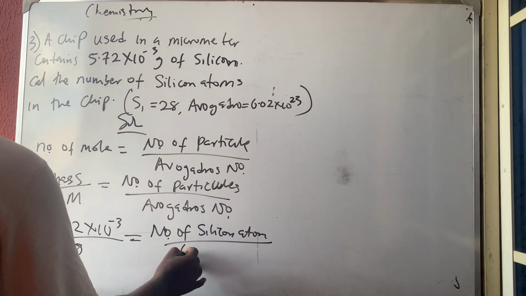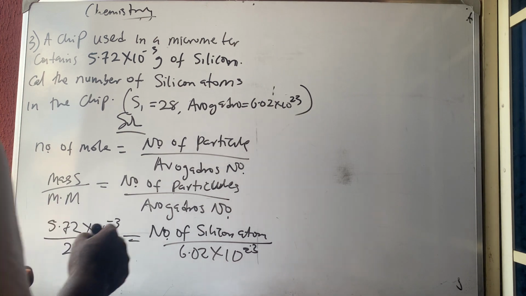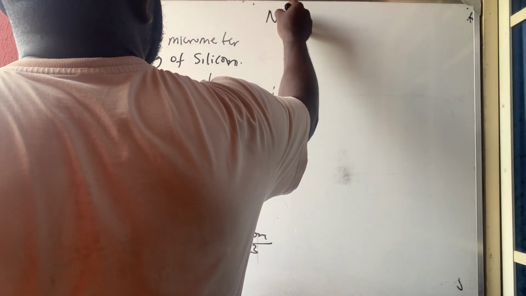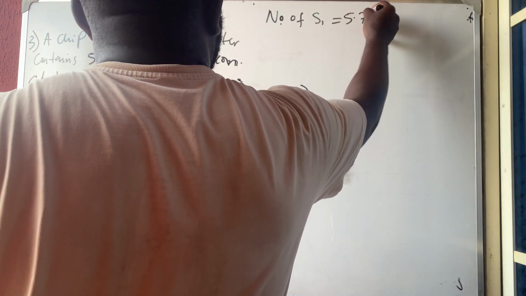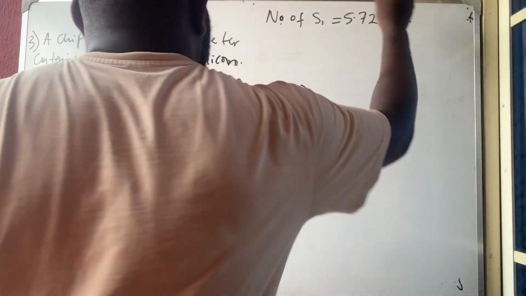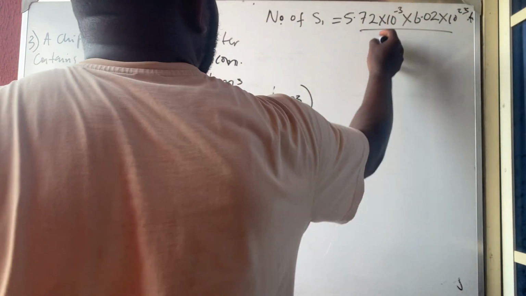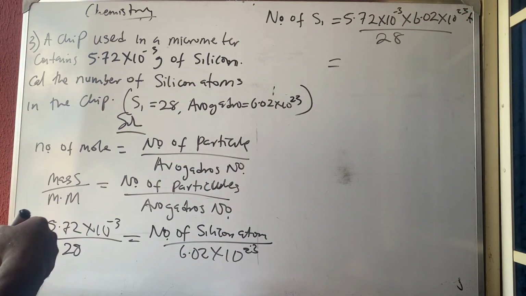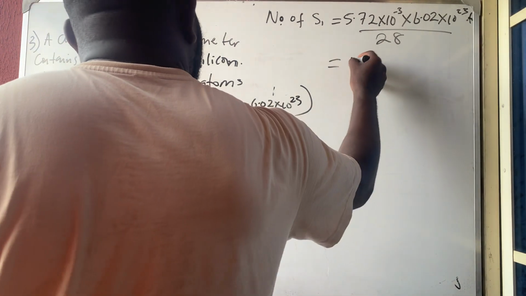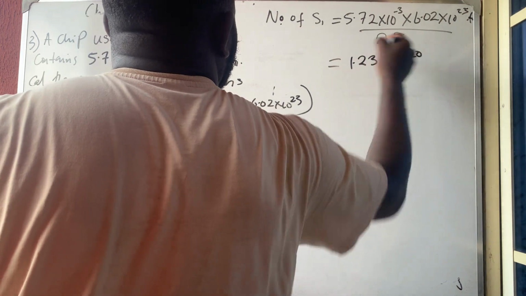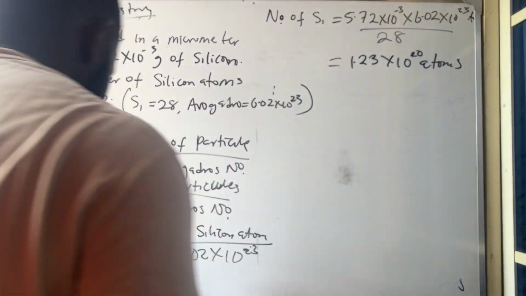all over 6.02 times 10 raised to the power 23. So if you cross multiply, the number of silicon atoms is equal to 5.72 times 10 raised to the power minus 3 times 6.02 times 10 raised to the power 23 all over 28. If you do that, you are going to get approximately 1.23 times 10 raised to the power 20 atoms. Okay, you see, very, very simple.